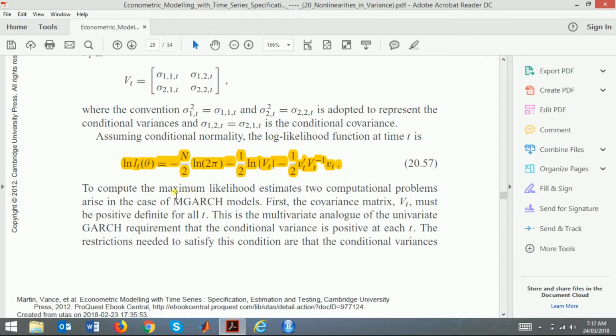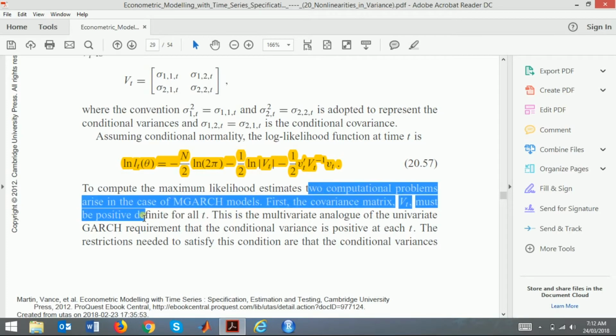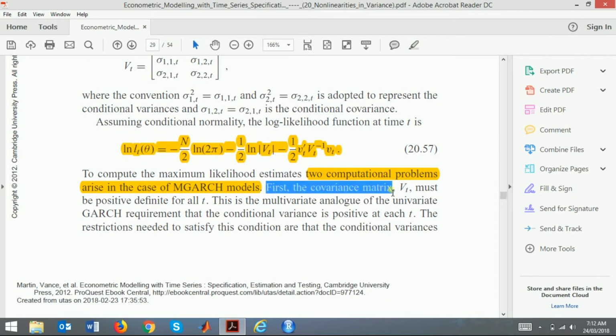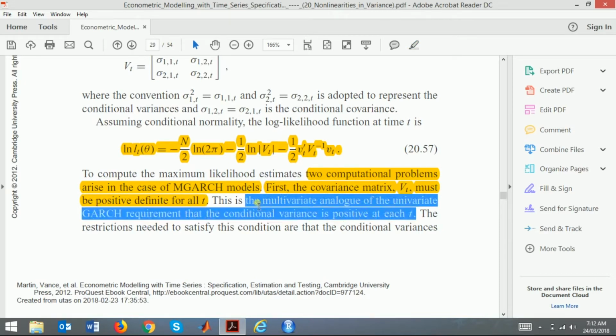So to compute the maximum likelihood estimates, two computational problems arise, now something new, in the case of an M-GARCH model, the multivariate GARCH model. The first is that the covariance matrix must be positive definite for all t. This is the multivariate analog of the univariate GARCH requirement that the conditional variance is positive at each t.